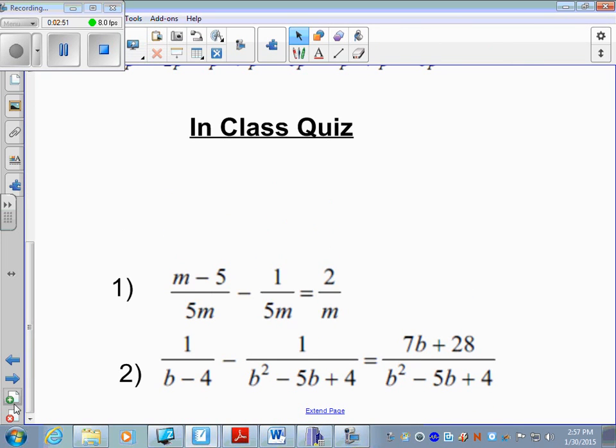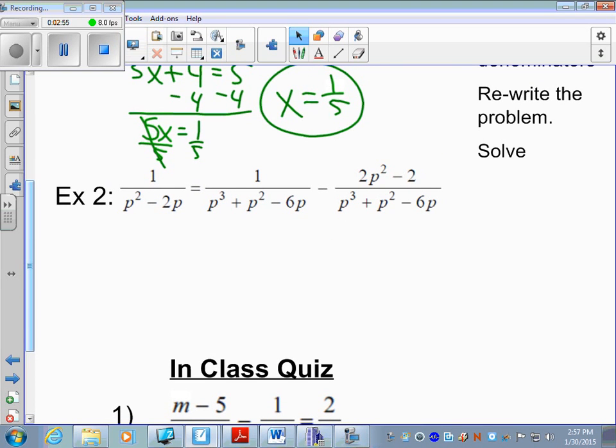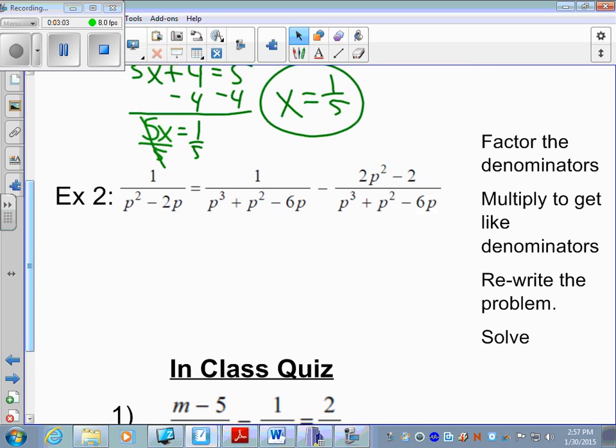Second example is a little bit more complex here. We have trinomials and binomials. The first thing I would do is factor the denominators. Okay, so first fraction, the greatest common factor between p squared and 2p is p. I'm going to factor out a p. I'm left with 2 minus p.